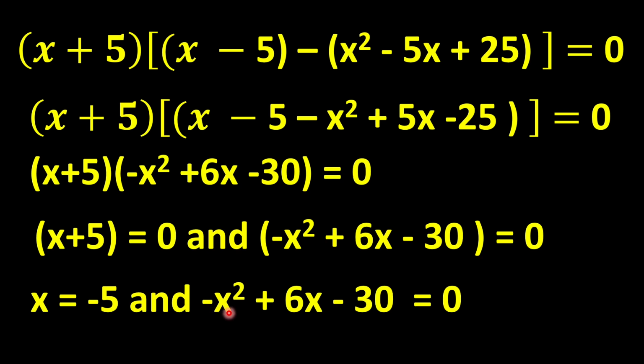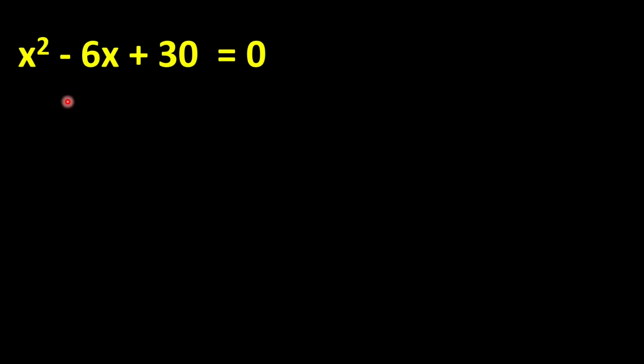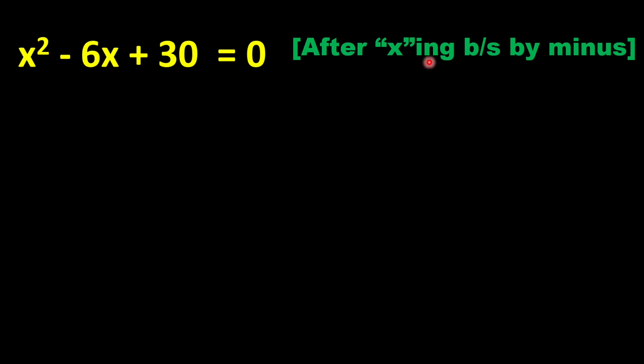To make this quadratic equation positive, we will multiply minus with this equation. So let's multiply minus on both sides of this equation. When we multiply, x square will become positive x square, and this will become minus 6x, and this will become plus 30. So overall the equation will become x square minus 6x plus 30 equal to 0 after multiplying both sides by minus.